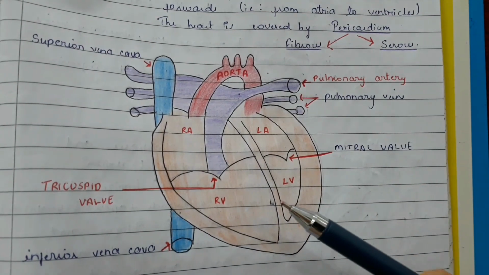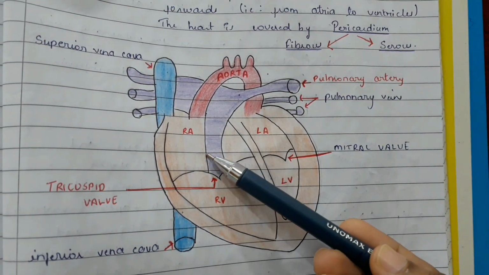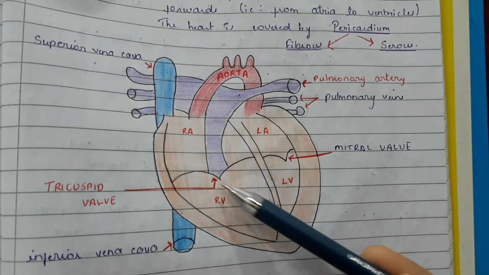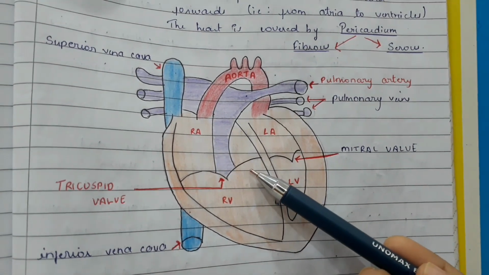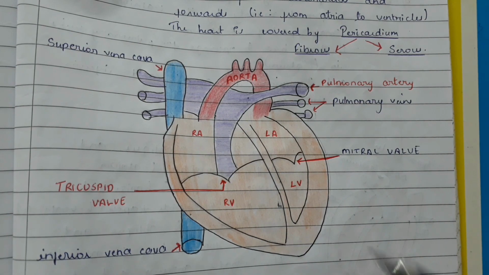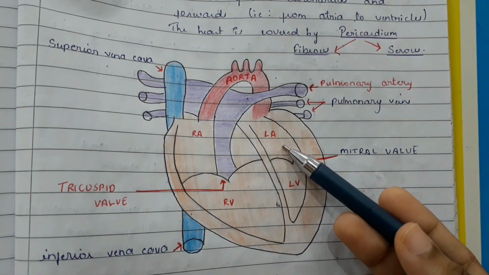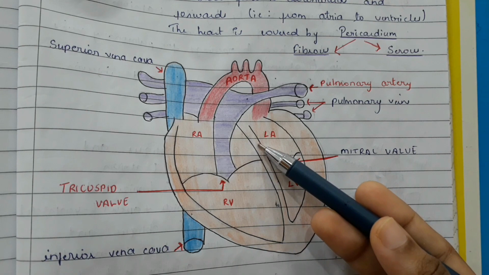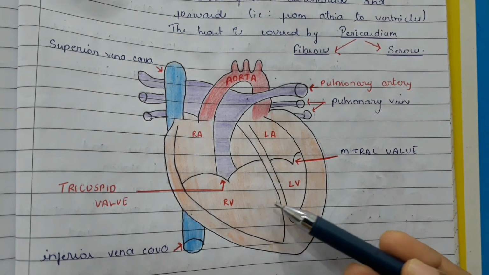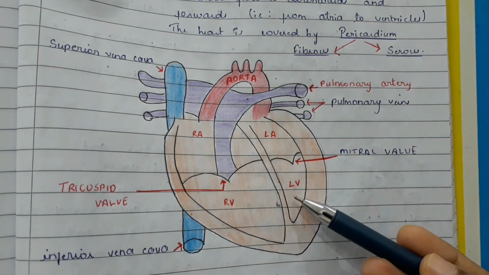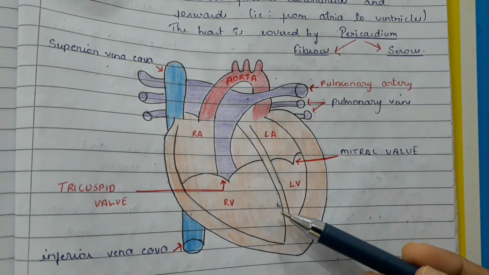Let's try to understand this in the diagram. Atria separated from the ventricle by the atrioventricular groove. Both the atrias are separated from one another by the interatrial groove, and both the ventricles are separated from one another by the interventricular groove.